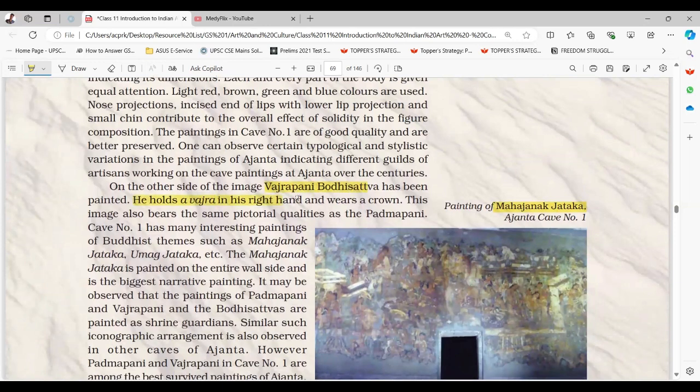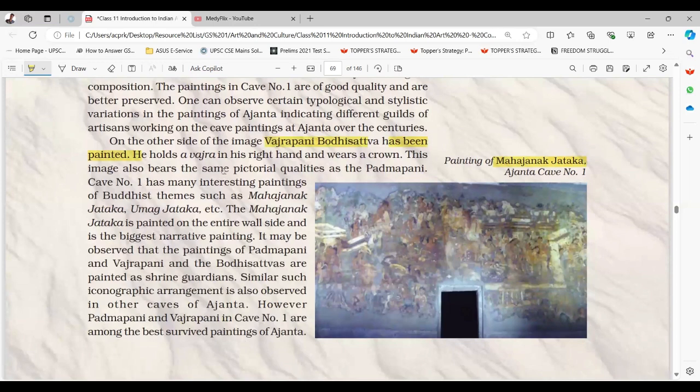He holds a Vajra in the right hand and wears a crown. This image also bears the same pictorial qualities as the Padmapani. Cave number 1 has many interesting paintings of Buddhist themes such as Mahajanaka Jataka, Umanga Jataka, etc. The Mahajanaka Jataka is painted on the entire wall side and is the biggest narrative painting.